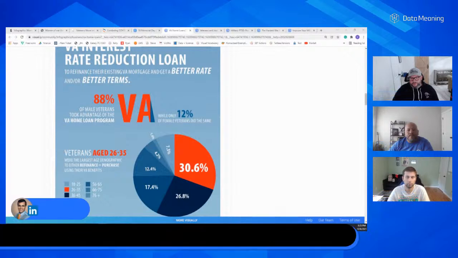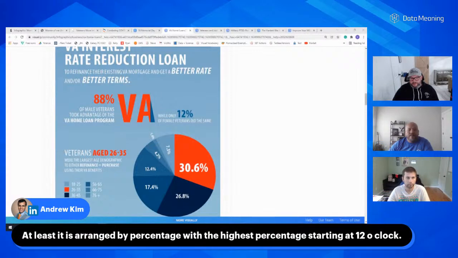So we have Andrew King say, at least it's arranged by the pie chart, it's arranged by percentage, with the highest percentage starting at 12 o'clock. Okay.